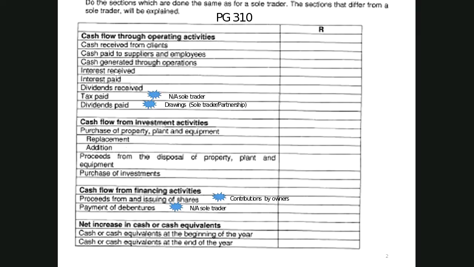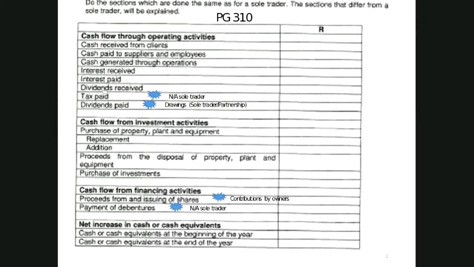Sole traders and companies can also have interest received and interest paid. Dividends received, also a sole trader or a company, if they want to, they can invest in another company, buy shares in another company if they want to, and they will receive dividends. So dividends received could happen in a sole trader or a partnership. So you will see interest and dividends are something that we show separately under cash flows through operating activities.